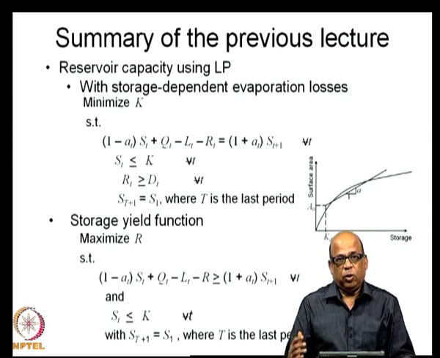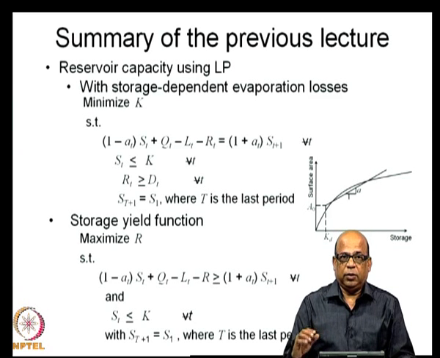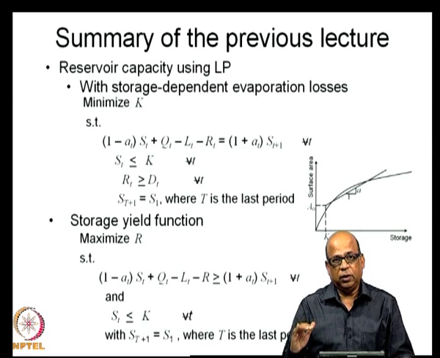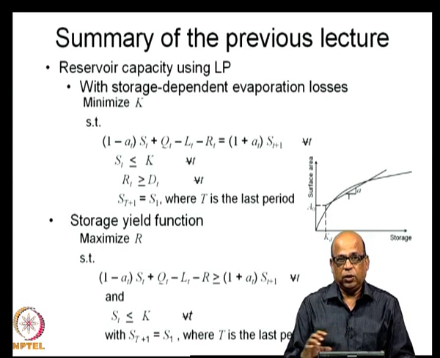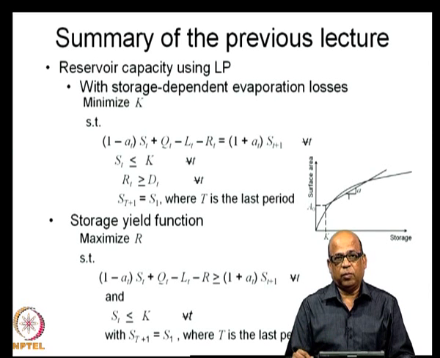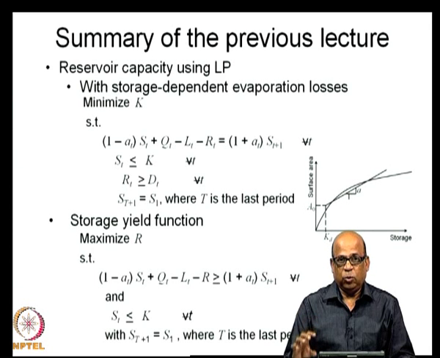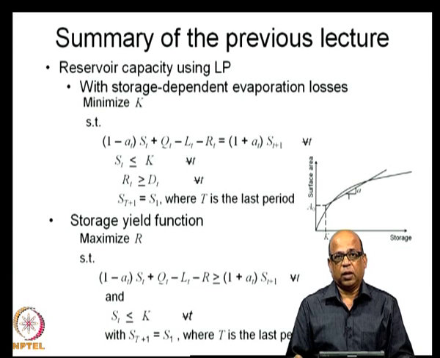Then we went on to ask the question of what is the maximum yield that we can expect from a reservoir of a given capacity. So, we fix the capacity of the reservoir, and the inflow sequence is known. We ask the other question related to what is the maximum constant release that we can make from the reservoir for a known capacity and for a known sequence of inflows.